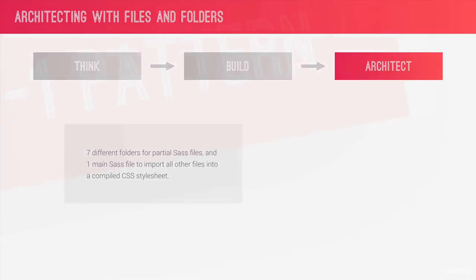Okay, so the 7-1 pattern is extremely simple. All it means is that we have 7 different folders where we put partial Sass files, and then one main Sass file in which we import all of our partial files into one final compiled CSS style sheet. Of course, when I say Sass here, I could mean any other CSS preprocessor, because all of them allow to implement this pattern, okay? And we'll see how that works in practice once again a bit later.